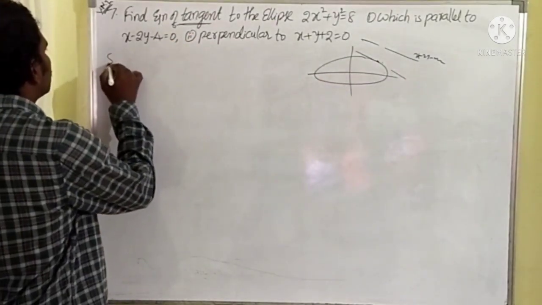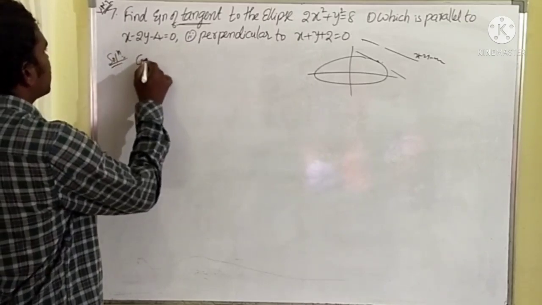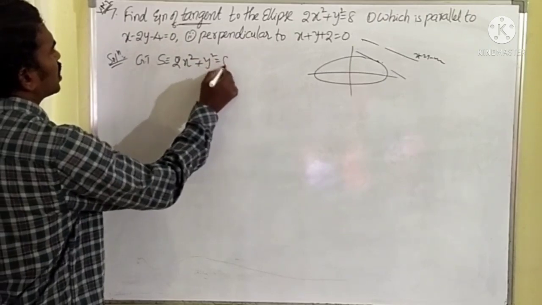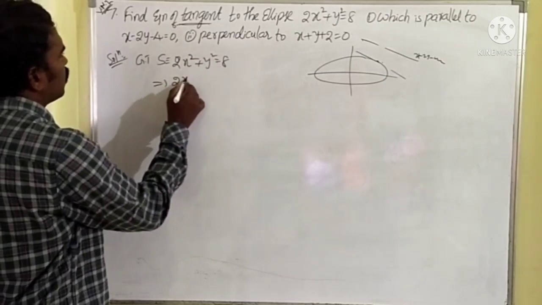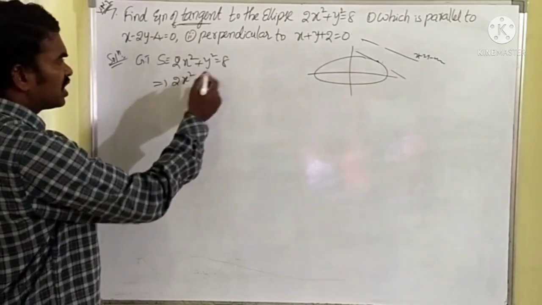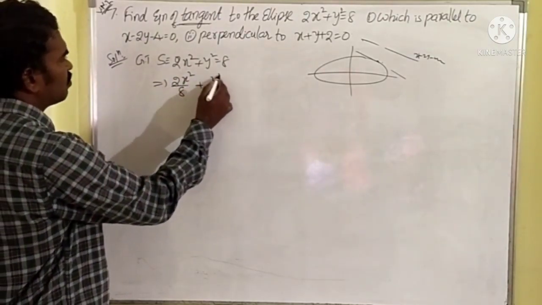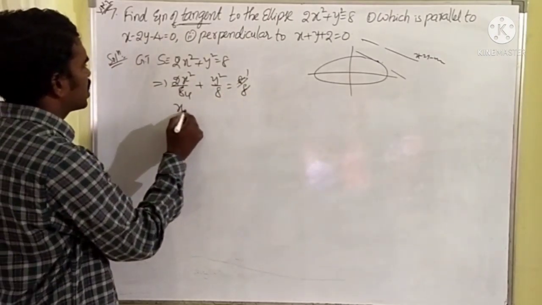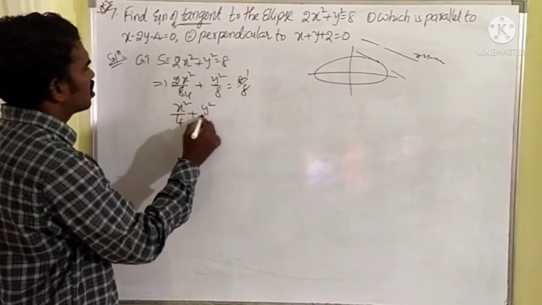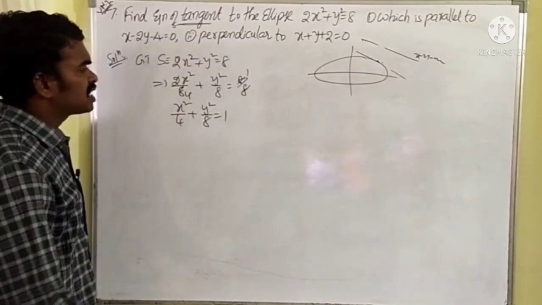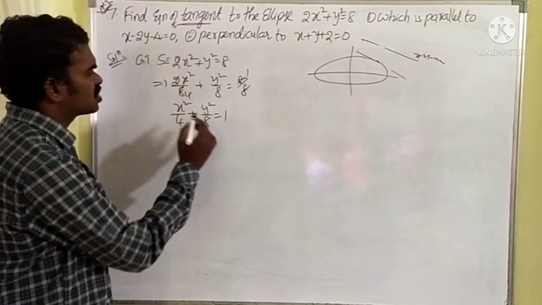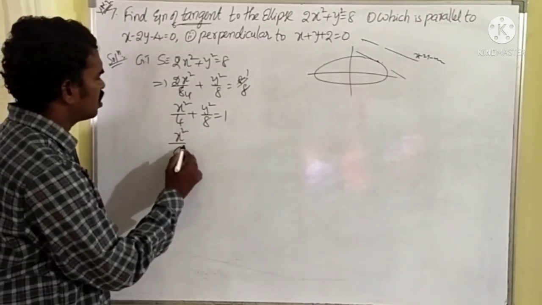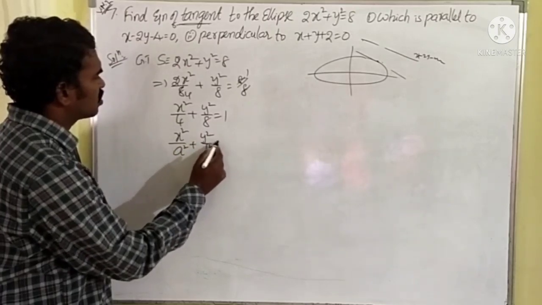First, write down the given ellipse: 2x square plus y square equal to 8. Divide by 8 to get the general equation of the ellipse: x square by 4 plus y square by 8 is equal to 1. So we can write a square 4, b square 8, comparing with x square by a square plus y square by b square equal to 1.